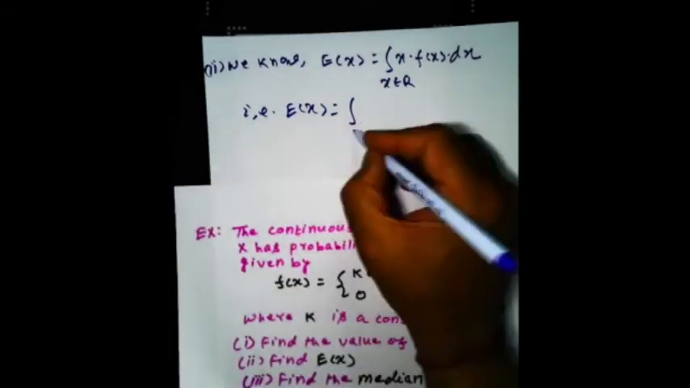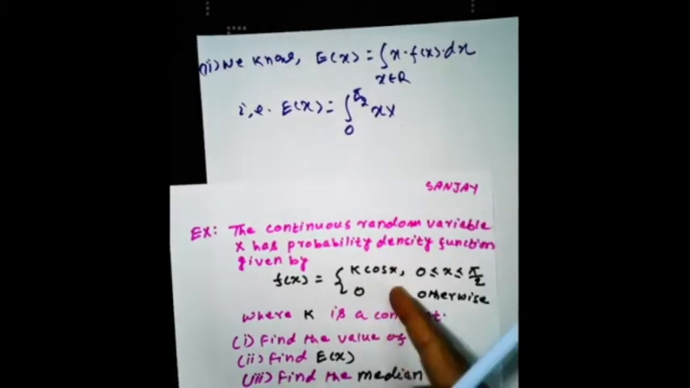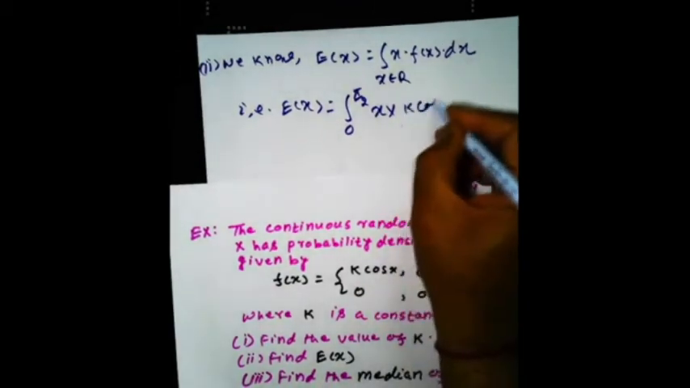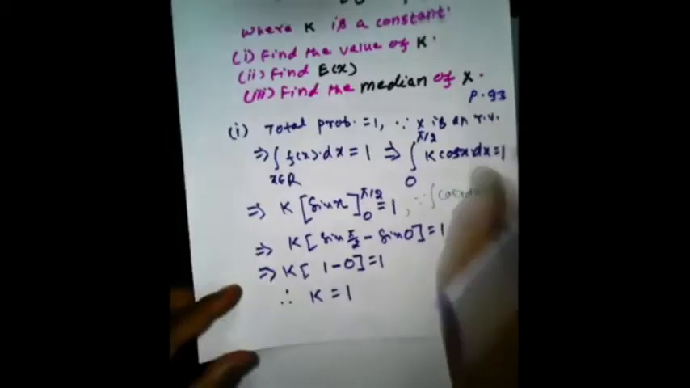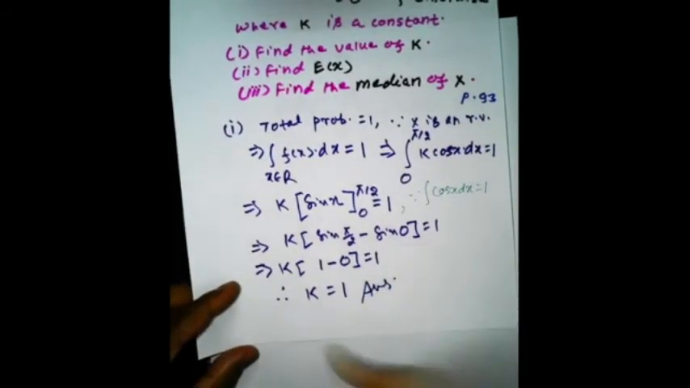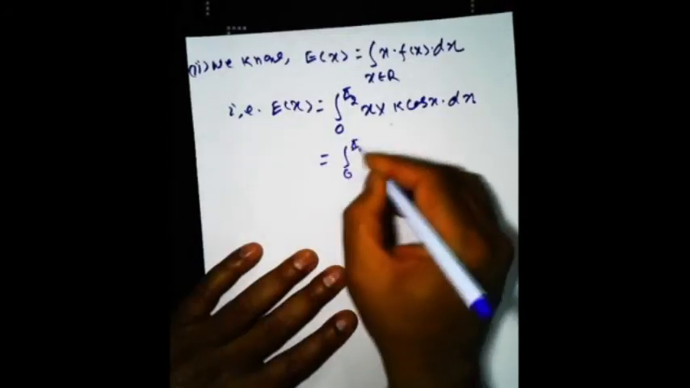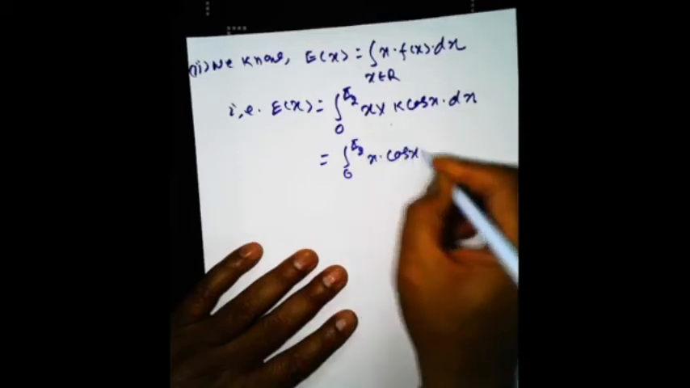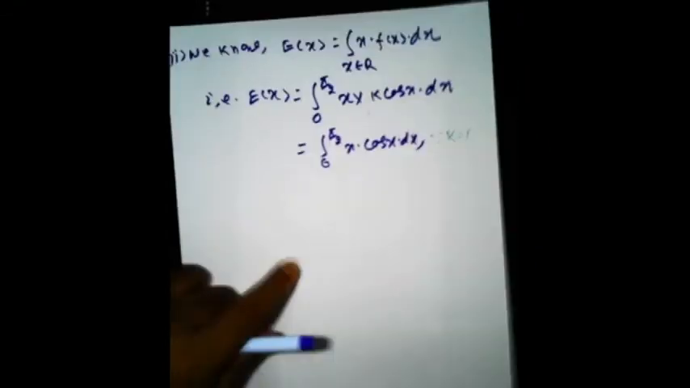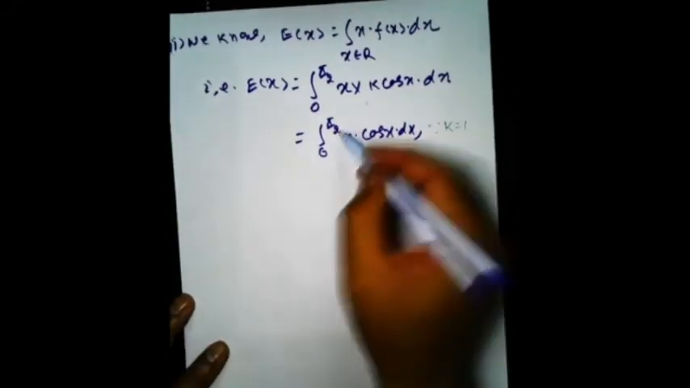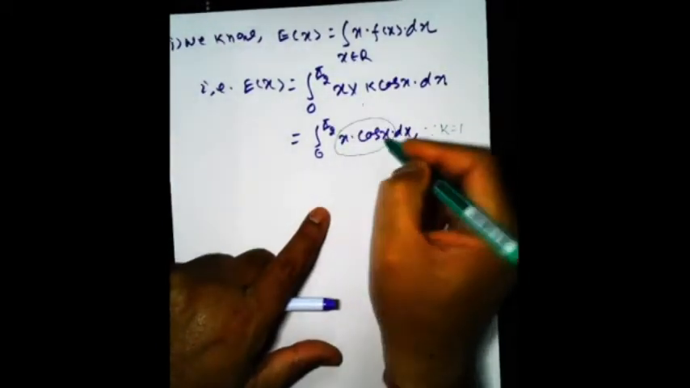So we write here 0 to pi by 2, then we have x, and then f(x) equal to k cos x dx. We have already seen that the value of k is 1. So this is the integral from 0 to pi by 2 of x cos x dx, since we have found that k equals 1. And now you can see that the function is in terms of a product of x and cos x.